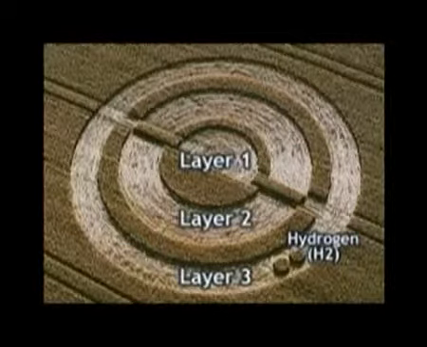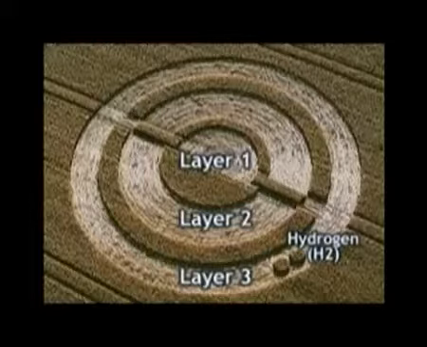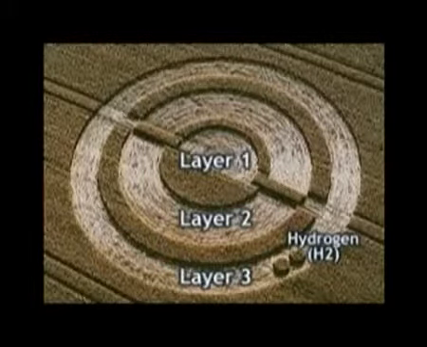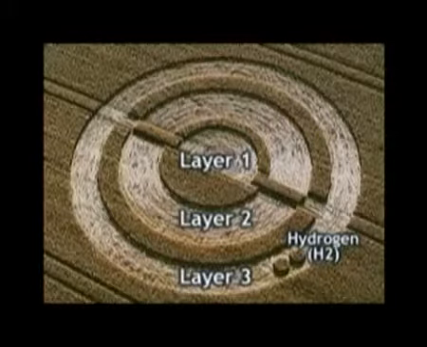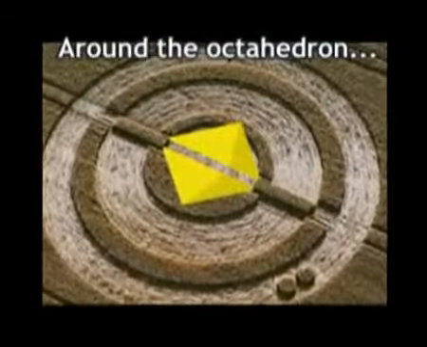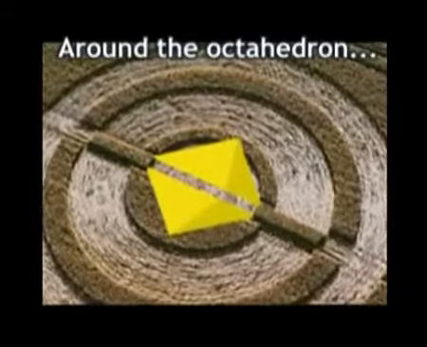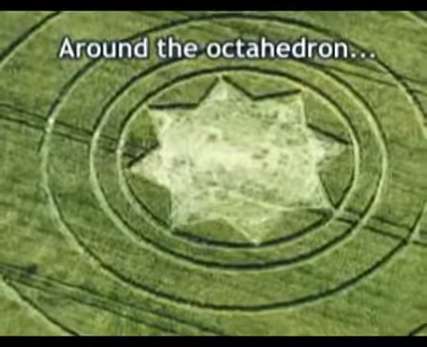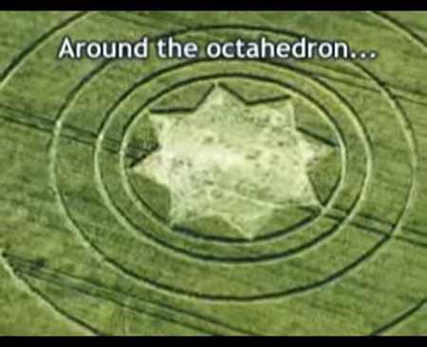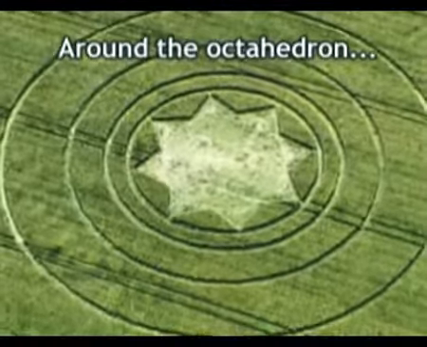Layer 1 is the core, the place of the octahedron. Other layers are also visible in this design. Notice hydrogen is represented in layer 3, the two dots in the bottom right. There is a gap where the bases of the pyramids meet. In this formation, we can make a connection with three large rings, which surround the octahedron.